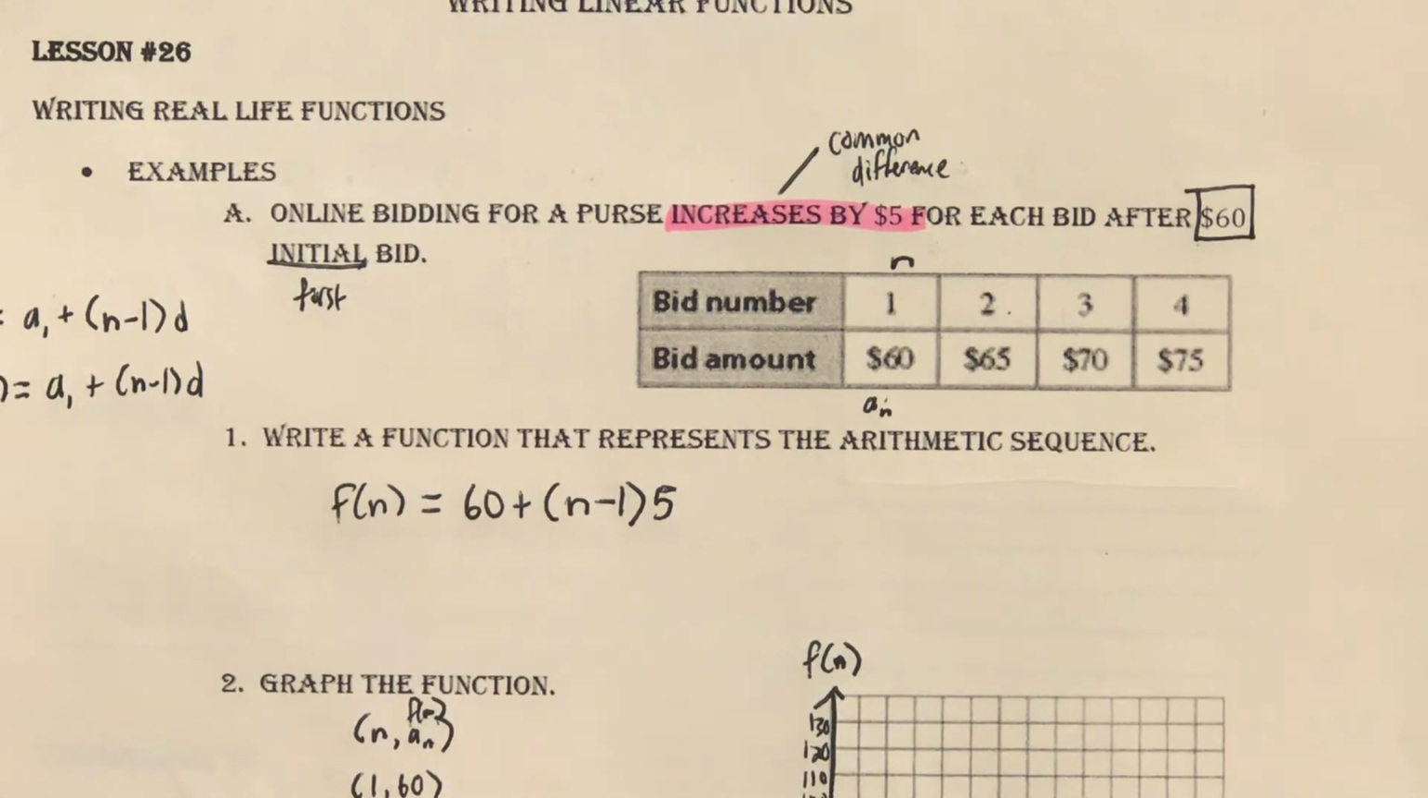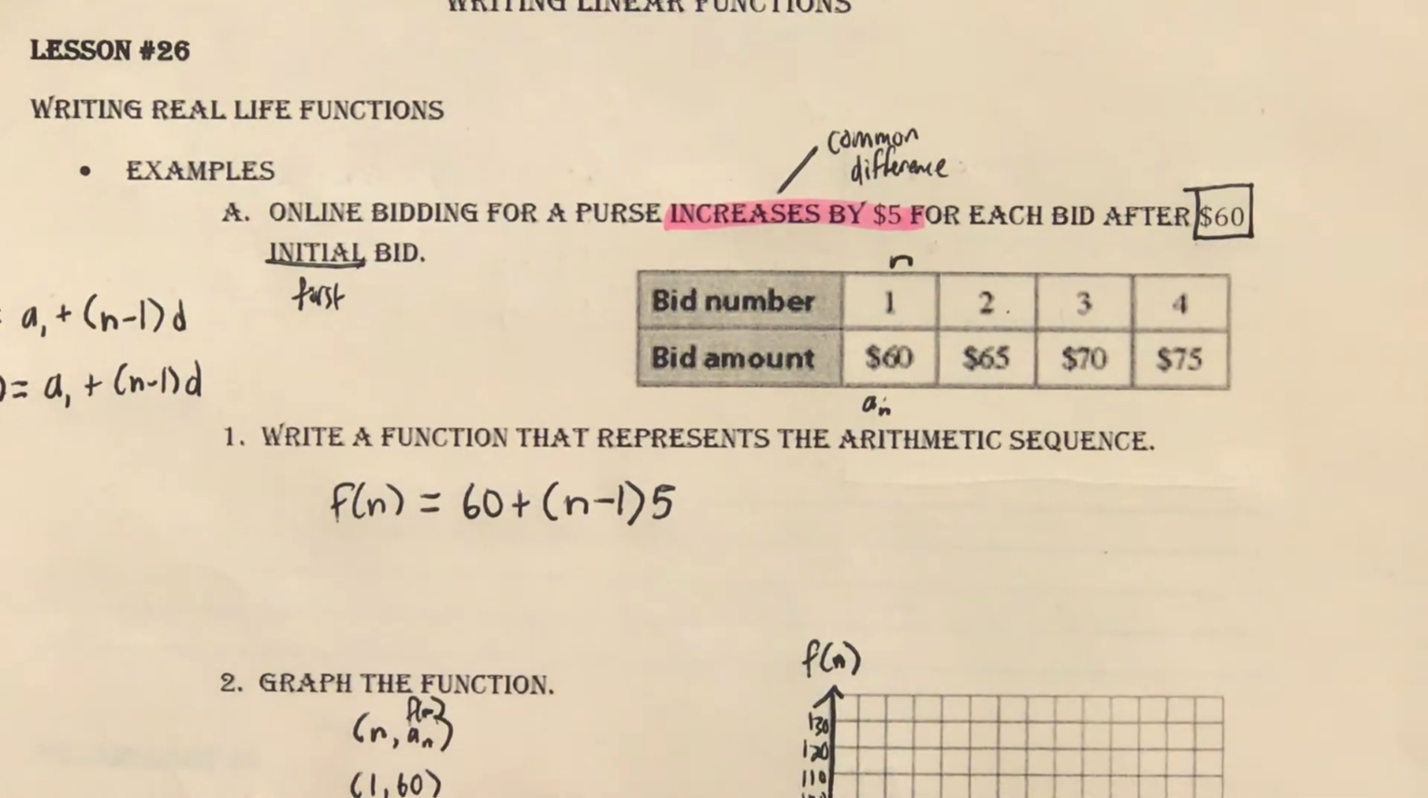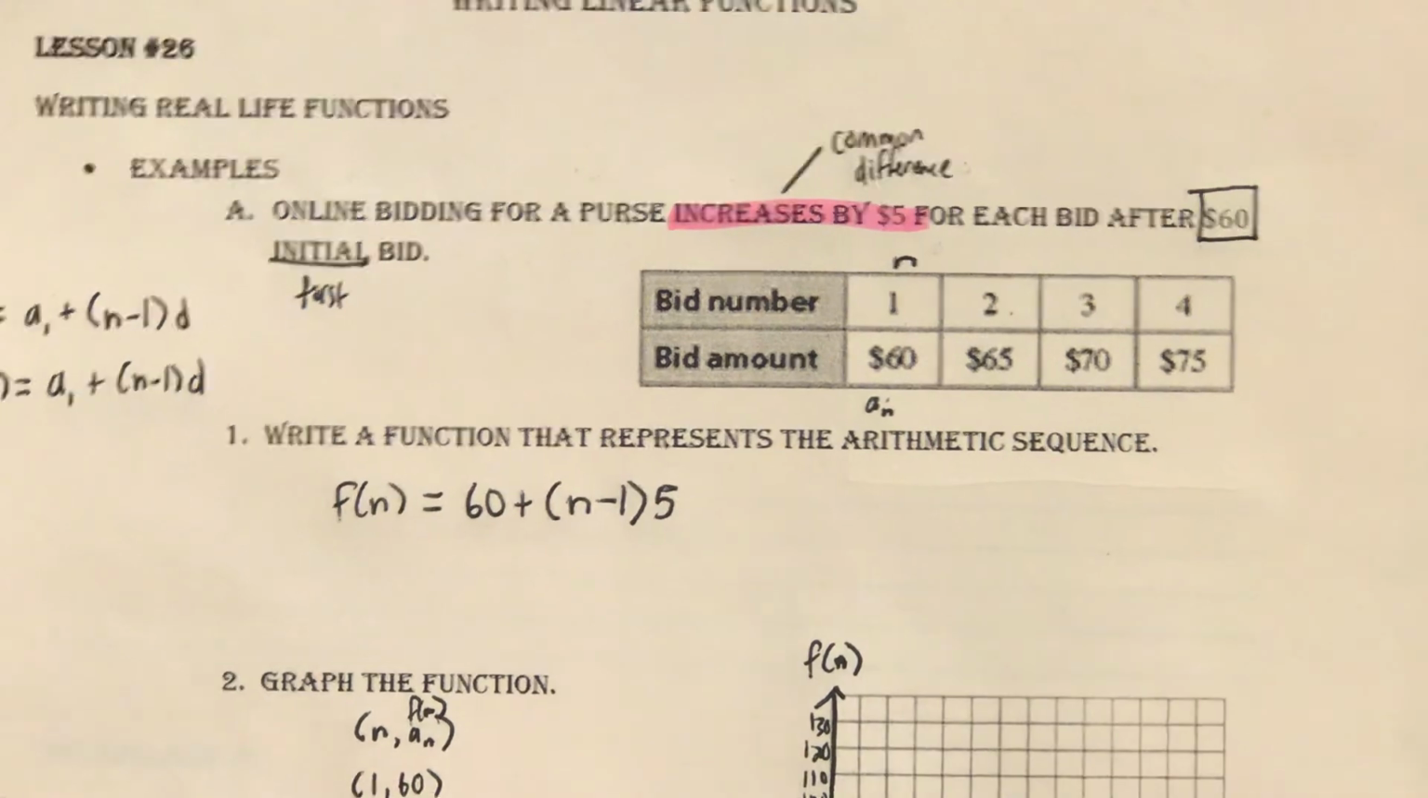Then I need to get the n by itself. So the 5 is multiplying the n. So I'm going to divide by 5 and divide by 5. So 5 divided by 5, that cancels. I'm left with just the n. And n is equal to 50 divided by 5, which is 10.